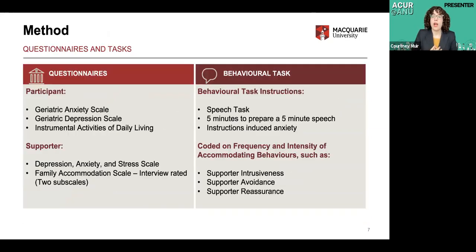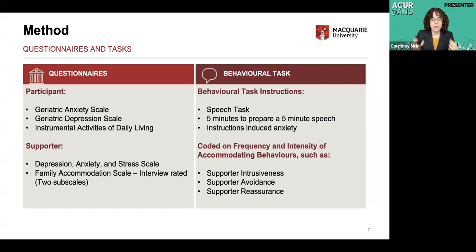So to do this, I recruited 32 dyads. So we had a participant and then their supporter. The supporter was mainly partners and adult children, but we sometimes also saw neighbours and friends as well in this study. The mean age for participants was 70, and the mean age for supporters was about 49. And for each group, we had 19 females.